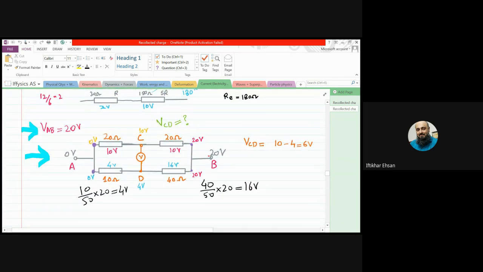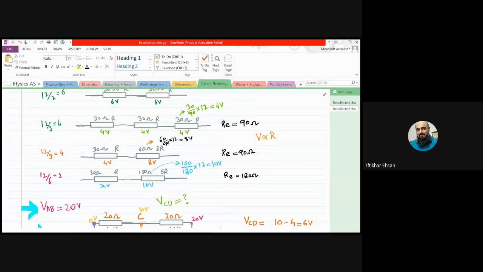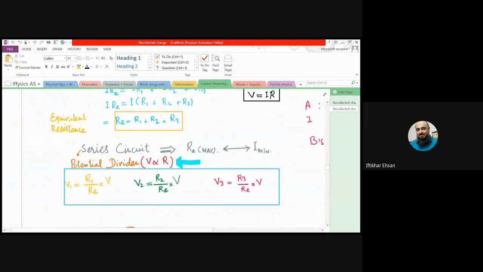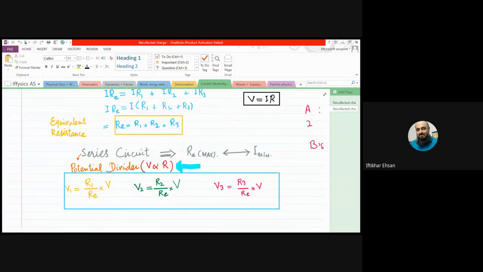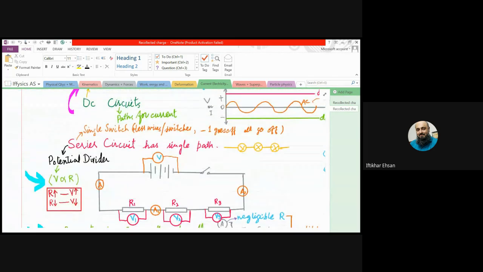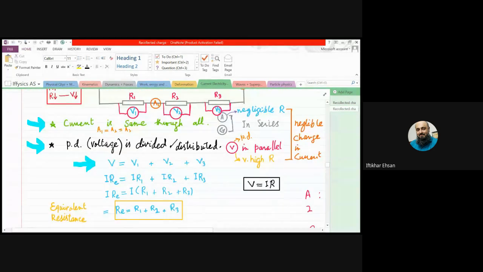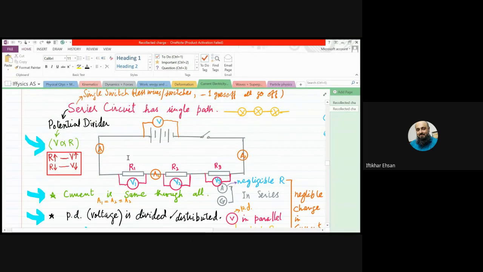Today we are going to continue with our topic, the series circuit. Series circuit is said to be a potential divider circuit. And why and how? In series, the current is the same through all, but the voltage is divided. And how is the voltage divided? It is divided according to the value of resistance.